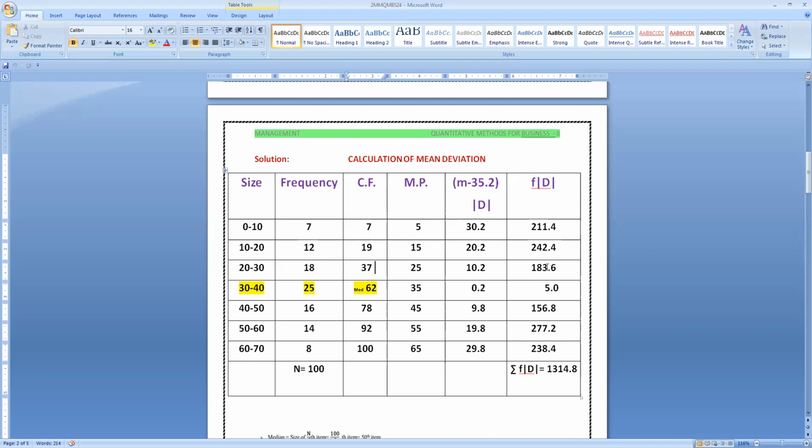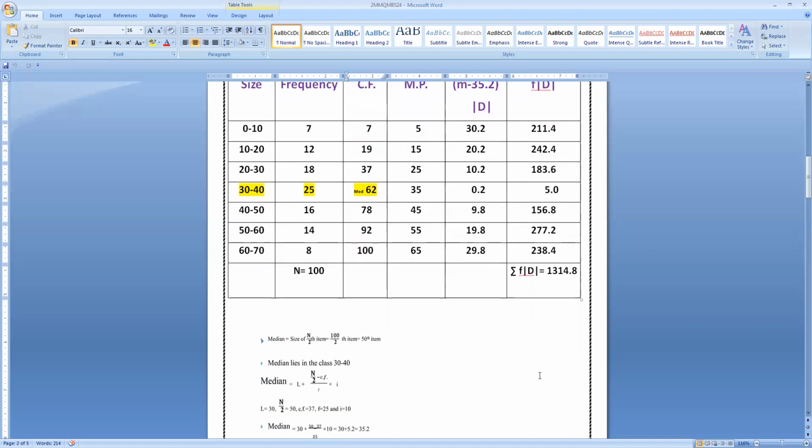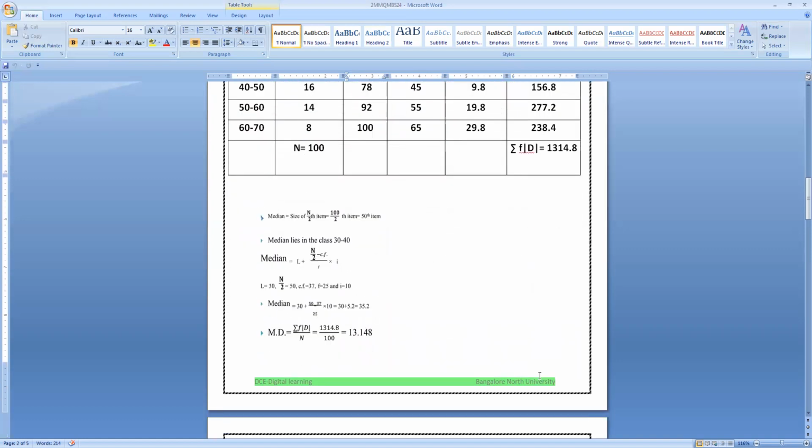Let us add all the products of frequencies with deviations, that is, sigma fd is nothing but 1314.8. Now we'll have to find both the absolute measure and the relative measure. The absolute measure of mean deviation is nothing but sigma fd by n. So sigma fd is 1314.8 divided by the total frequency value, which is 100.